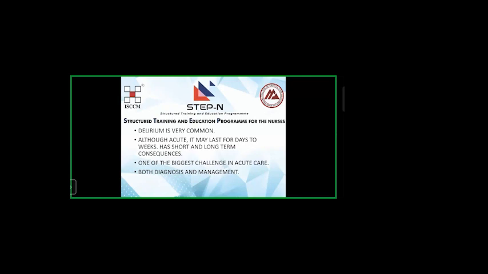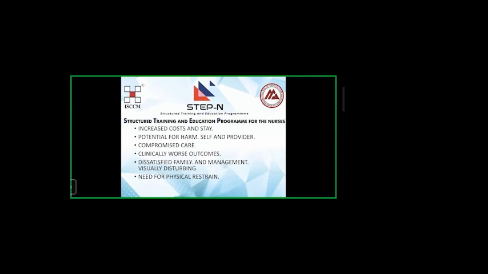An agitated patient in the ICU doesn't look good even. And it really bothers you because if they start pulling out lines and catheters, you may have to redo procedures and caregiving may become extremely difficult. There are increased costs and length of stay, and potential for harm, both to self and to the provider.